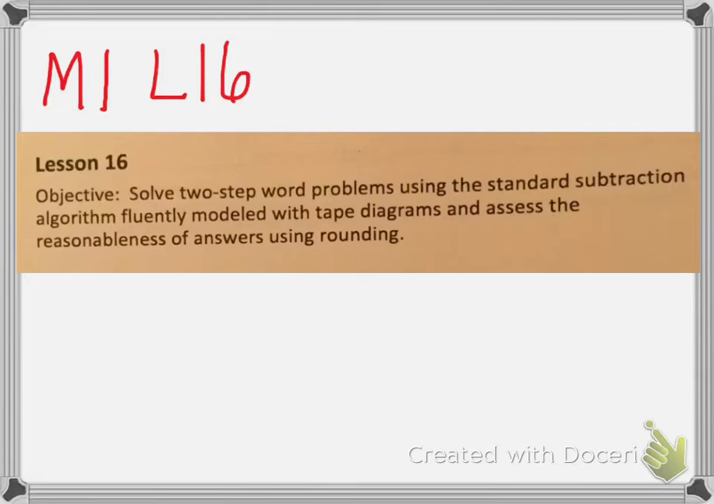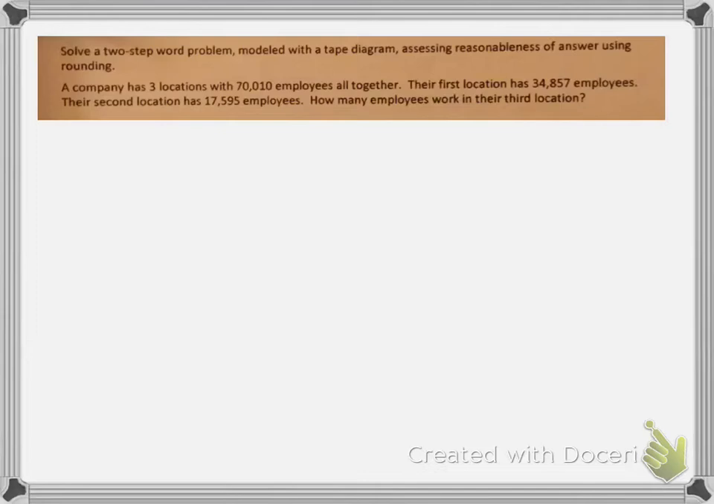The objective today is to solve two-step word problems using the standard subtraction algorithm fluently modeled with a tape diagram and to assess the reasonableness of the answer using rounding. Okay, let's get started. First, we're going to read the word problem and then draw our tape diagram. This is going to have multiple steps, so please make sure you're taking notes and following with me when I do all of the steps.